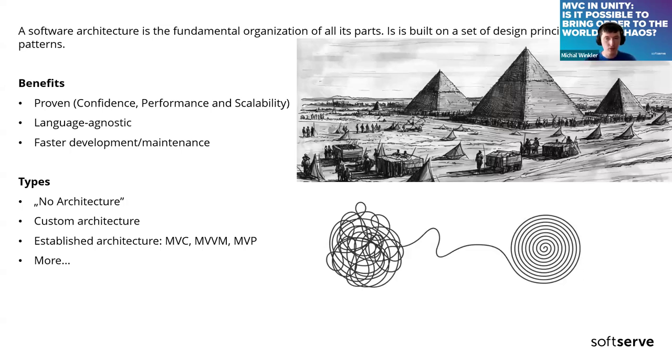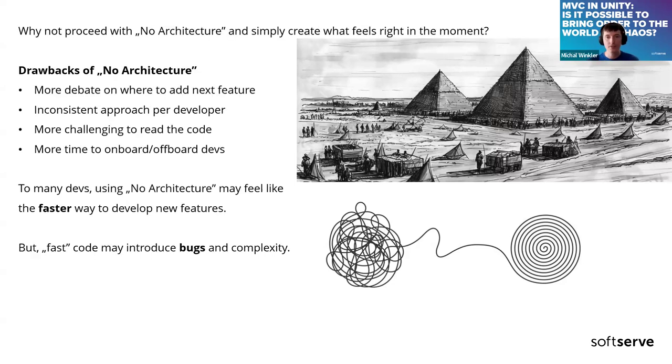There are pros and cons to this approach, and another key type is using an established architecture, something we can pull off the shelf and apply in a prescriptive manner to our projects. These include MVP and MVC and MVVM, and there's many, many more. We'll look at the details of these.